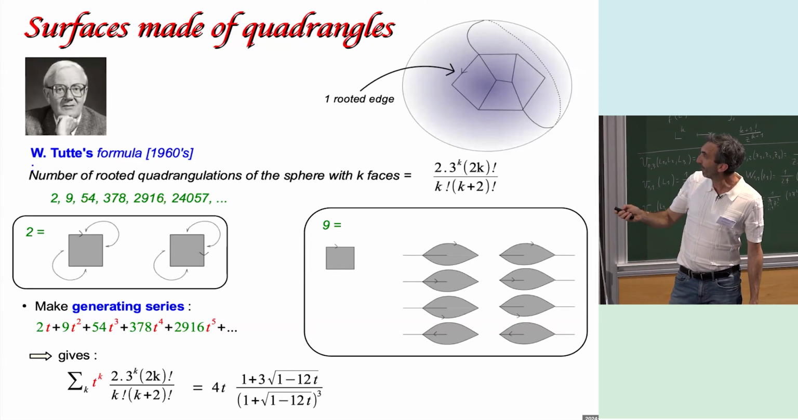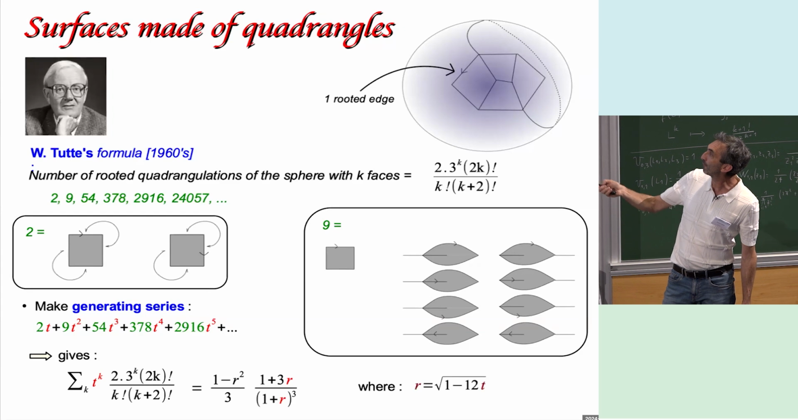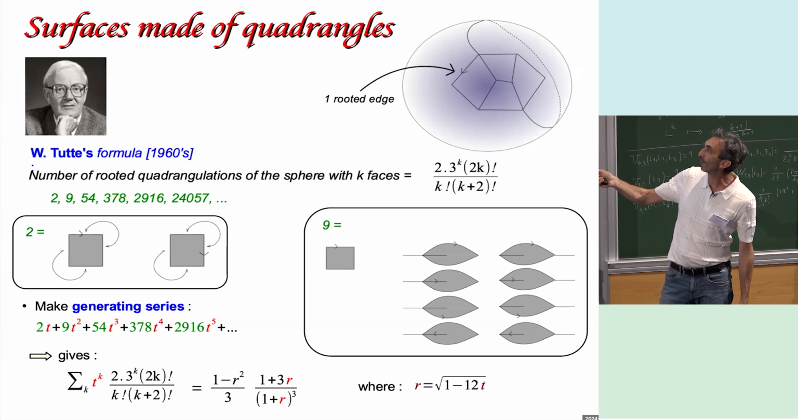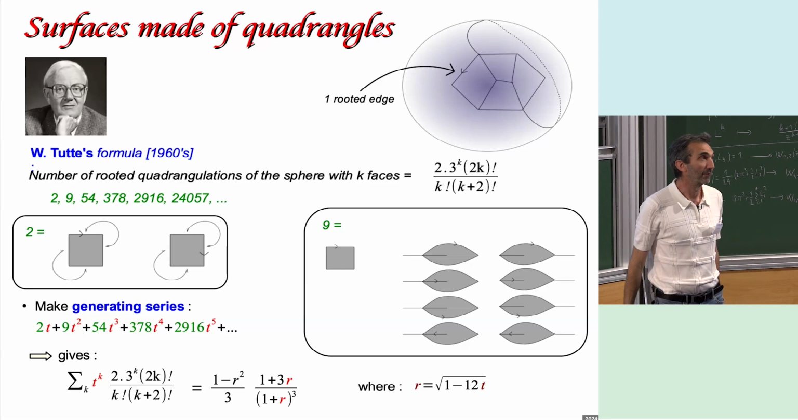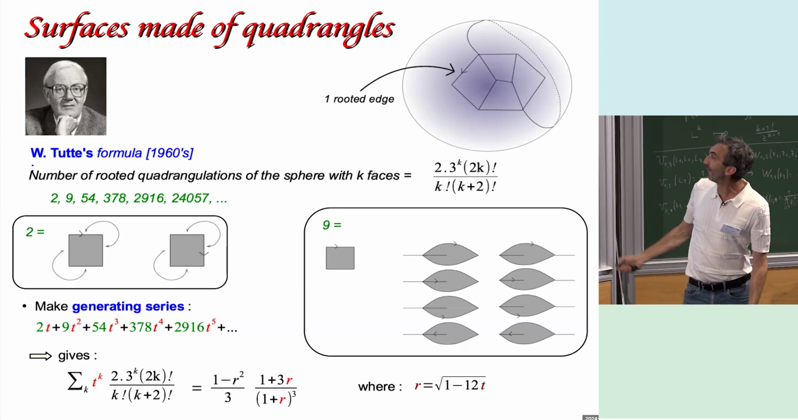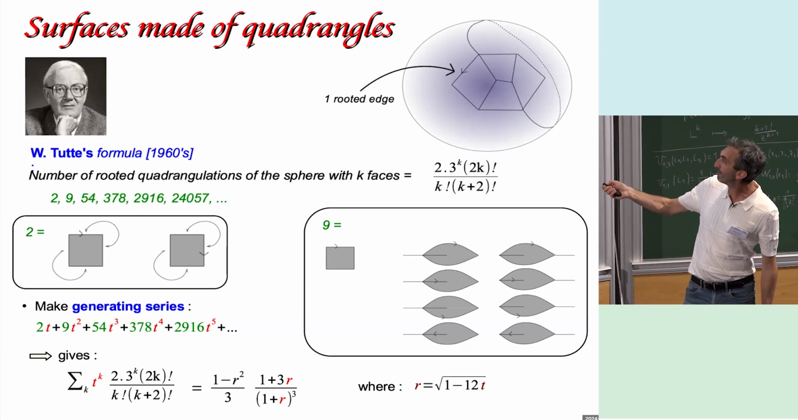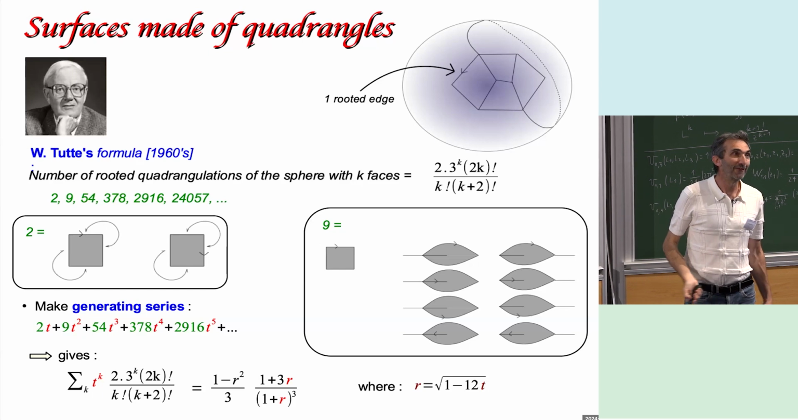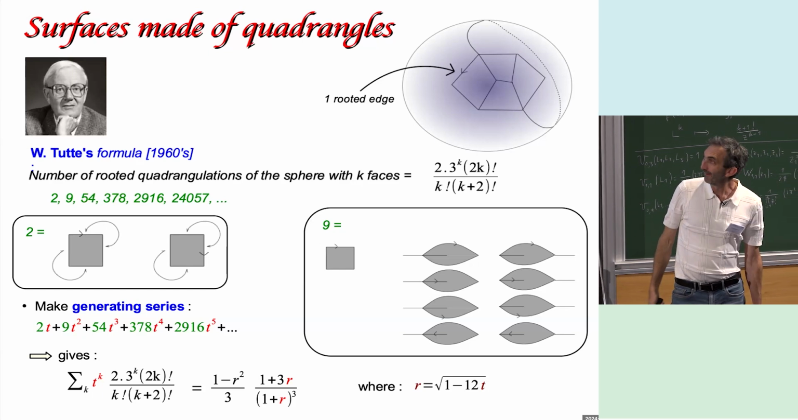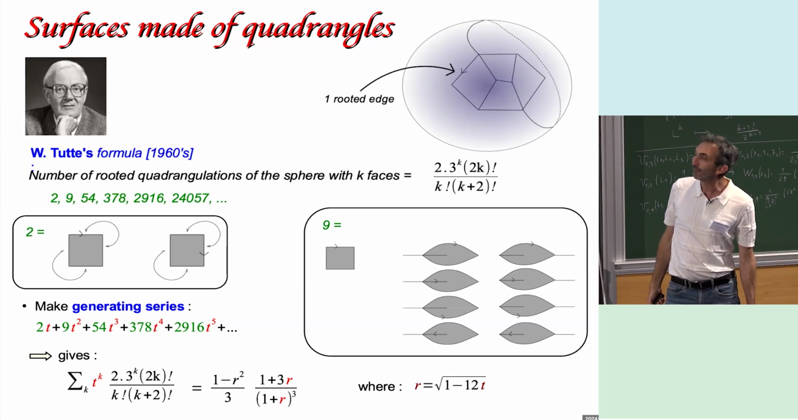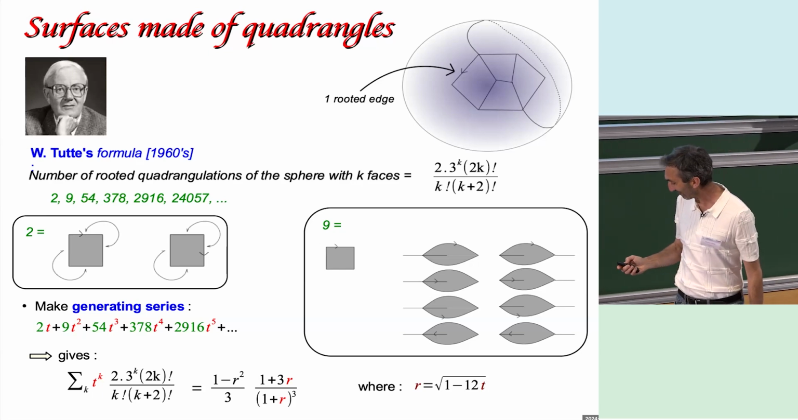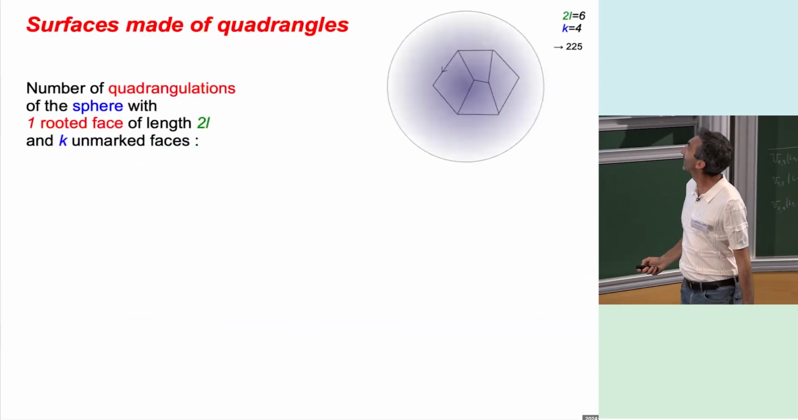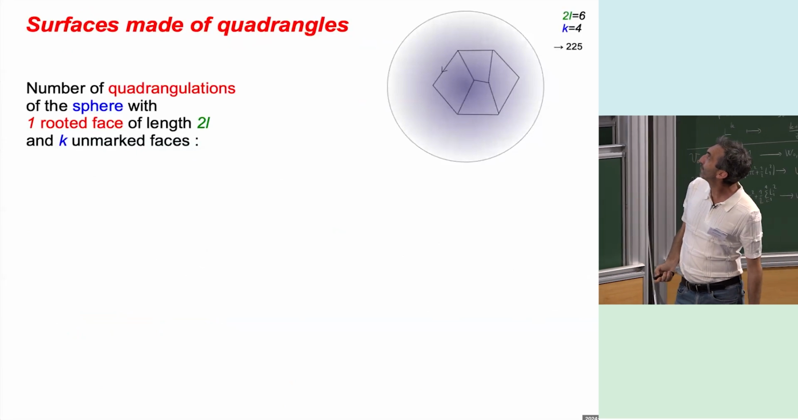I will use the variable r, which is the square root of 1 minus 12t, because in that variable r, everything will be rational. So it's convenient. This map from t to r, I will call the mirror map, for those who know mirror symmetry and things like that. It's just a kind of preview.